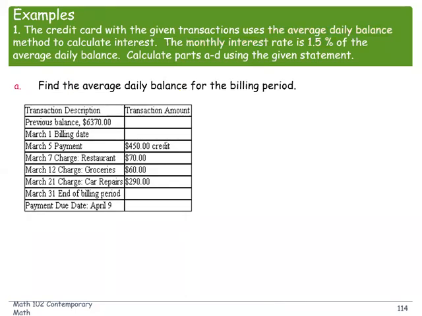We're going to find the average daily balance. The average daily balance is the sum of the unpaid balance for each day. So first of all, we're going to create the columns. As in step 1, make a table that shows the beginning date of the billing period, each transaction date, and the unpaid balance for each date.